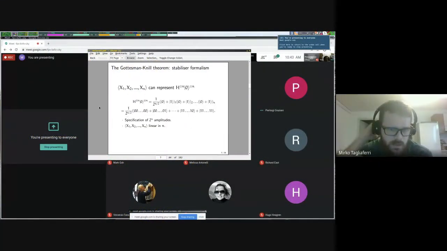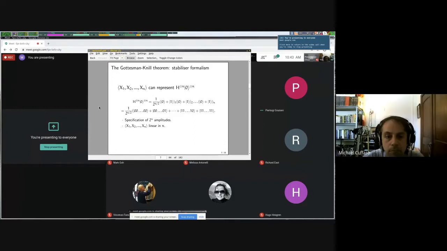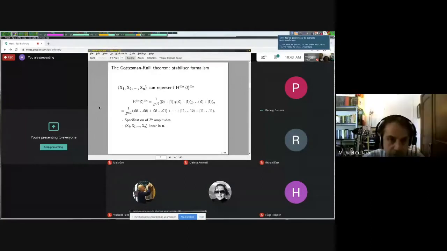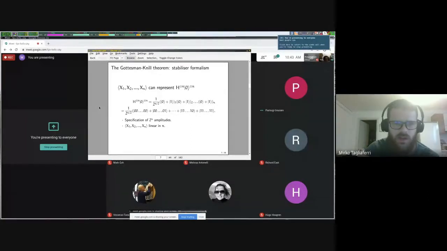Okay, so yeah, this one is fine. So I wonder, so you said that the set of, I suppose those are the stabilizers. Mm-hmm. Okay, so those represent basically an operation applied to a state. Yeah, so the X's are operators. Okay, so my question is if this representation is unique somehow.